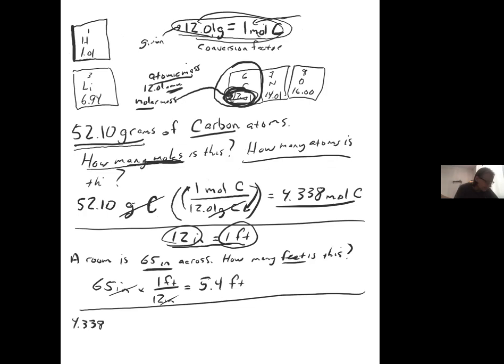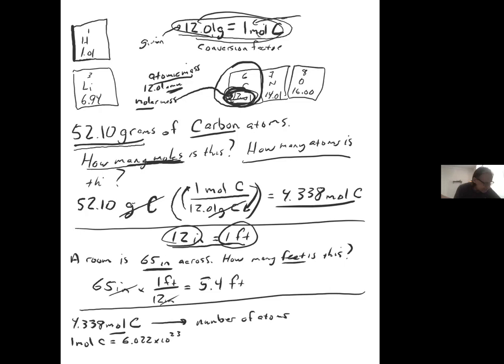4.338 moles of carbon, so we have moles, and we want to get to the number of atoms. That's where you're going to use the conversion factor of what a mole is. It's 6.02 times 10 to the 23rd. So let me write that down here. One mole of something, in this case it's carbon, is 6.022 times 10 to the 23rd atoms of carbon, for example.